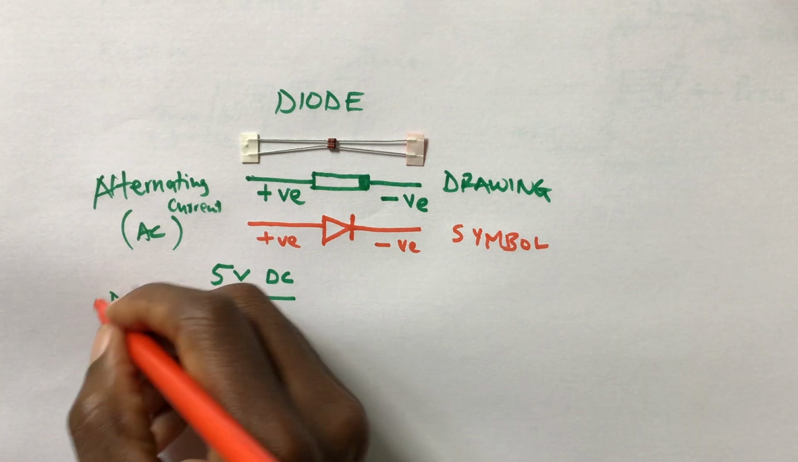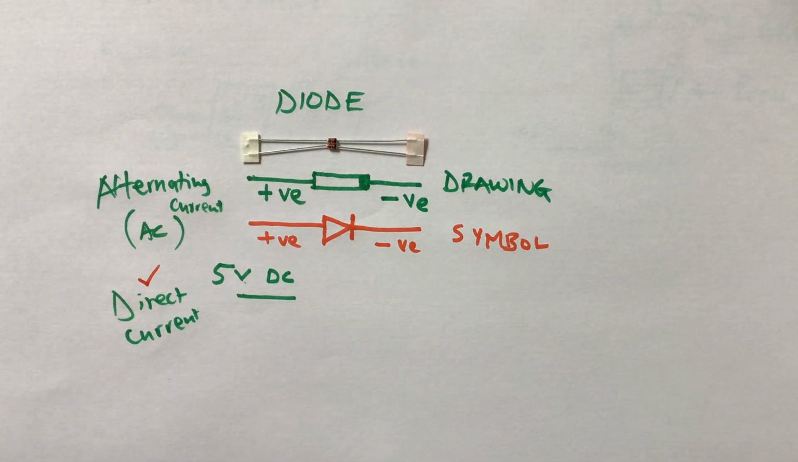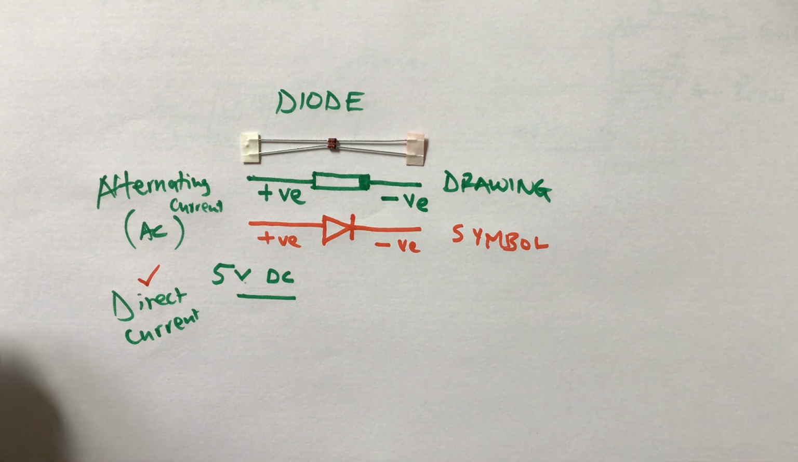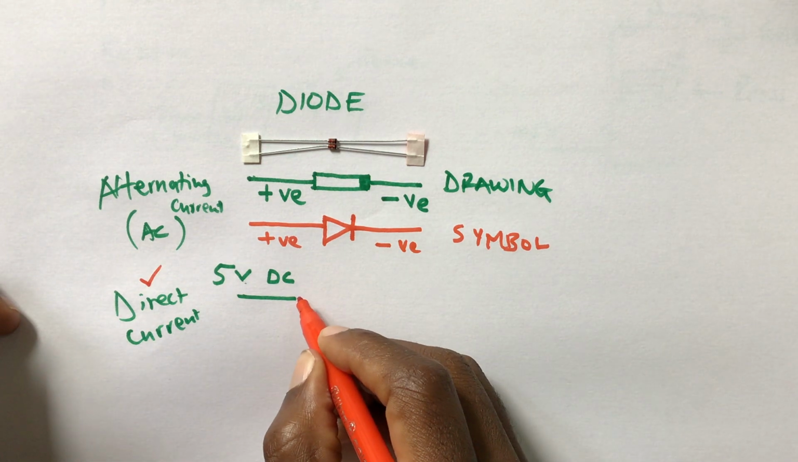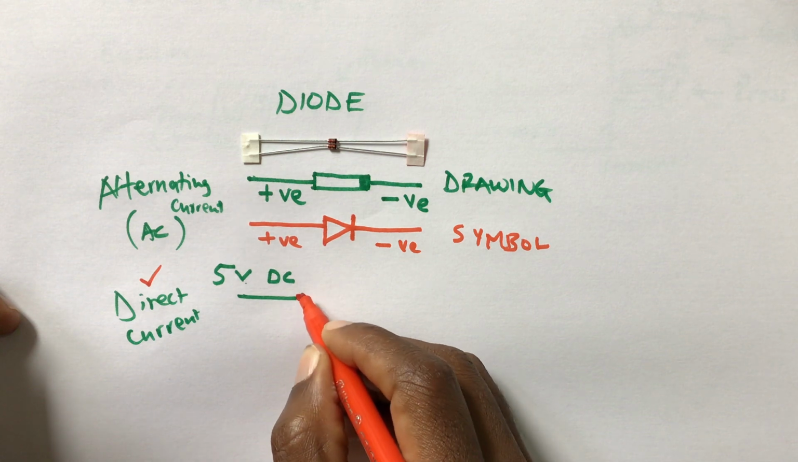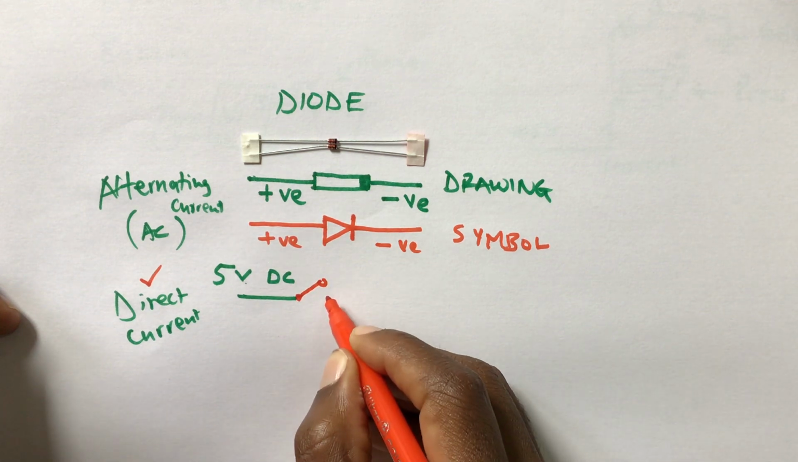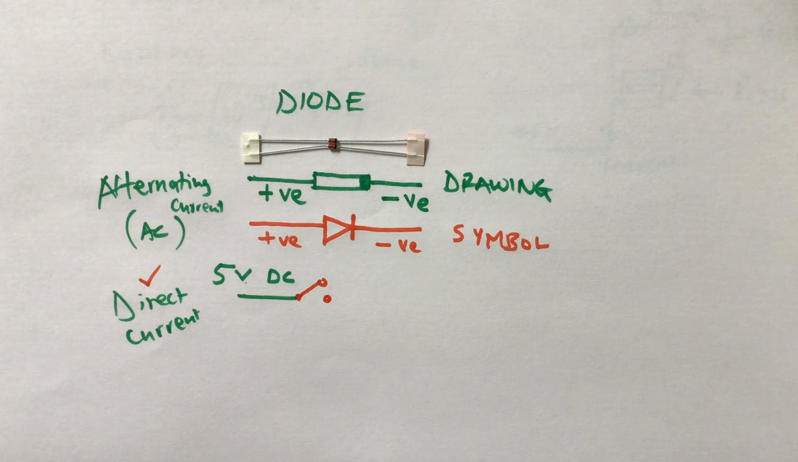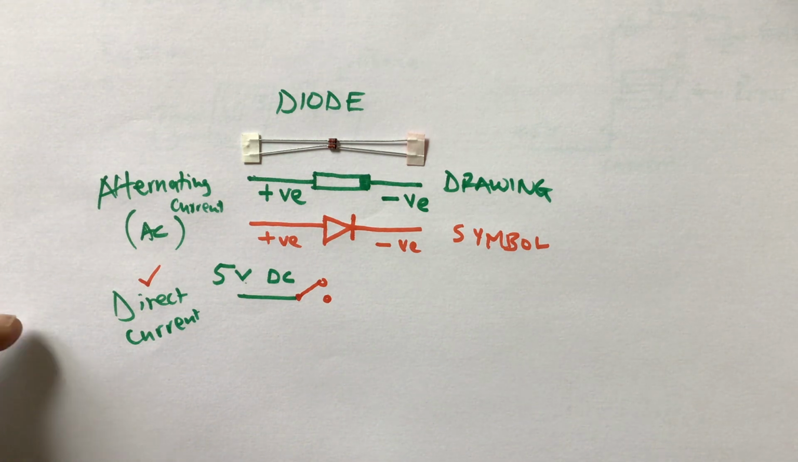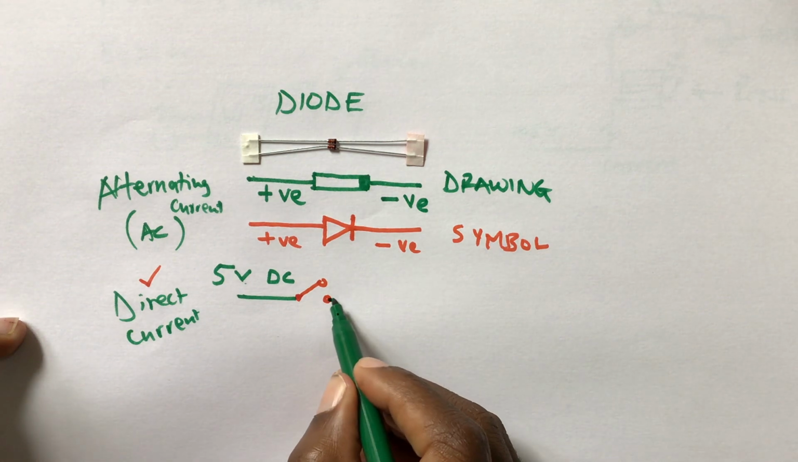This is the one that we are using. Okay. The positive side for this circuit, we'll have to give it a switch. So that's going to be a switch. It can be a push button or something. Now it will go direct.